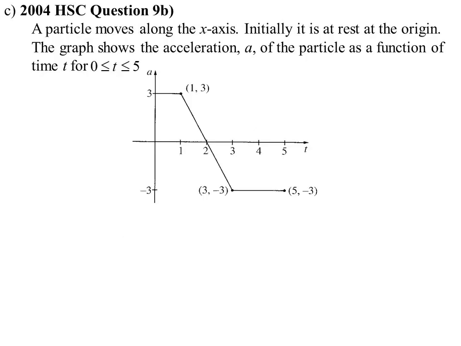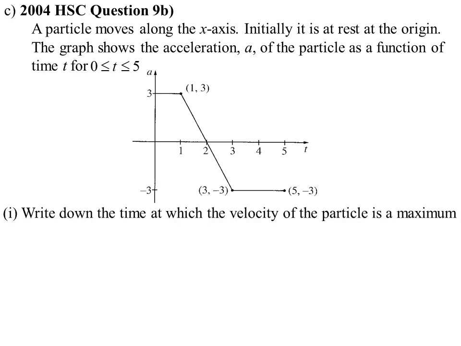2004 question, an acceleration time graph. Write down the time at which the velocity of the particle is a maximum. So velocity is a maximum. Well, velocity, remember, is the integral of acceleration. We've got the acceleration graph. So we're saying when is the integral a maximum? Well, integrals are area. I can look at this picture and say, okay, I start at 0 and the area is getting bigger and bigger. I'm adding more on. Once I hit 2, I'm now going to be subtracting because I've got a negative area. T equals 2 is where it is.